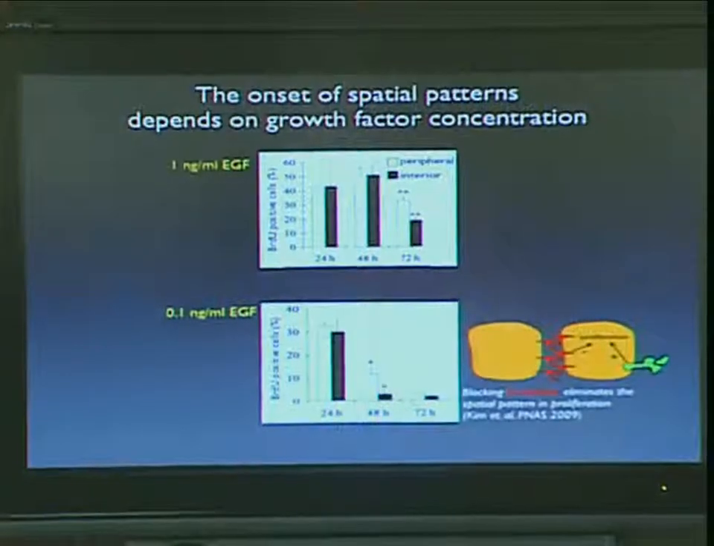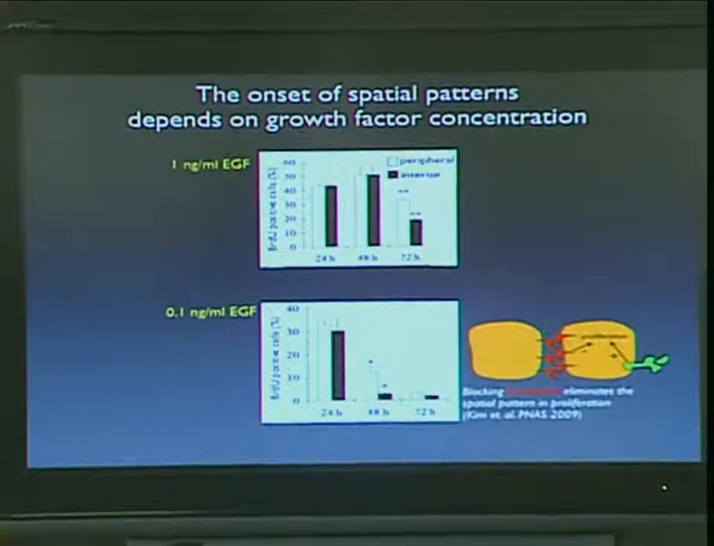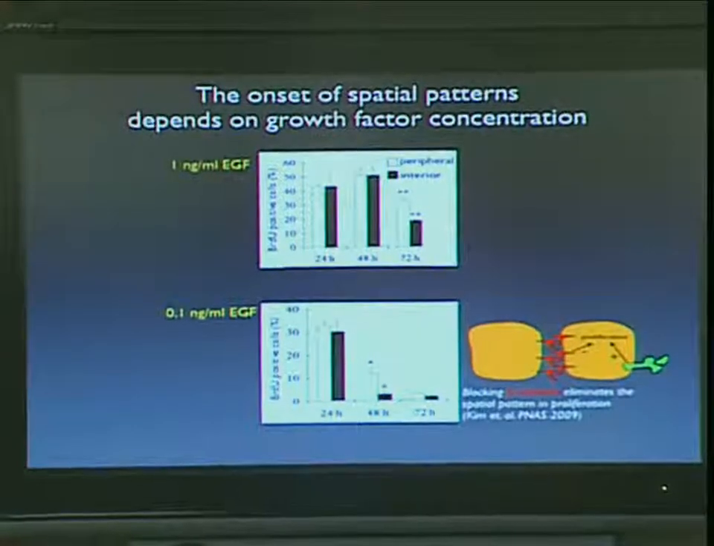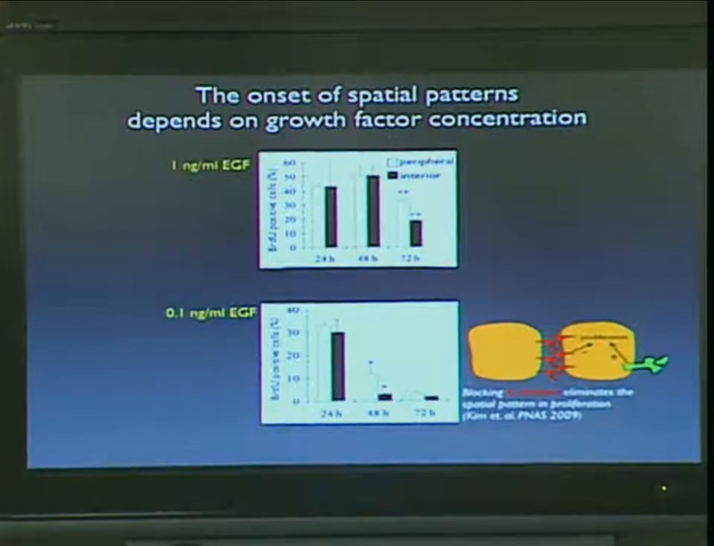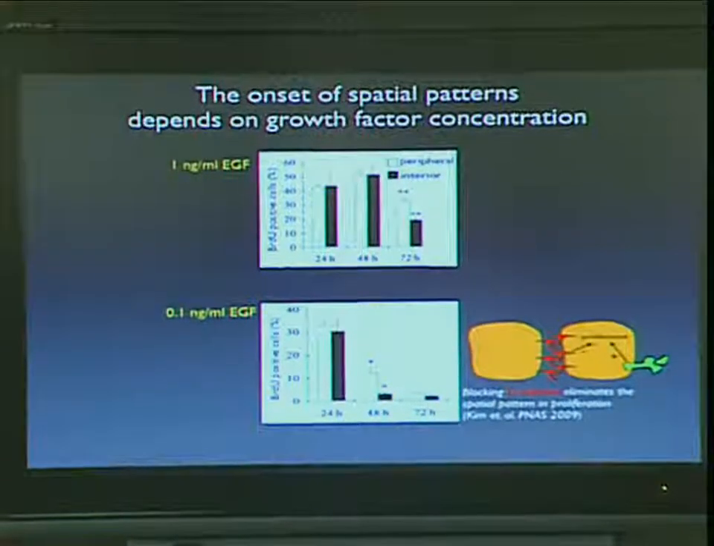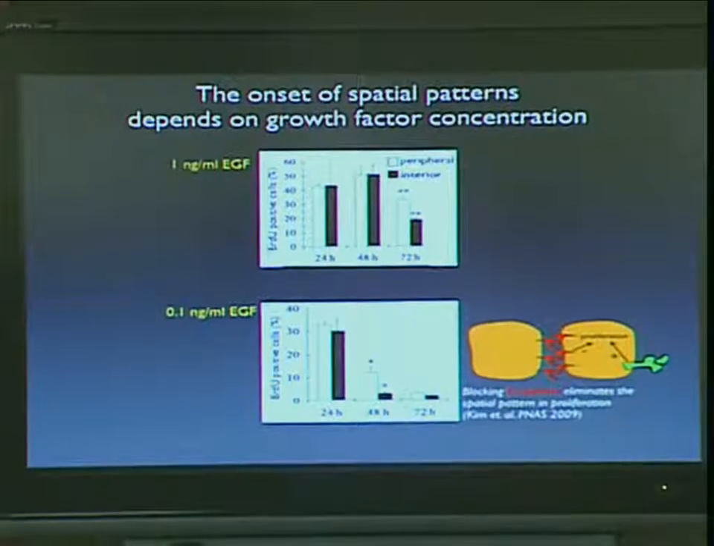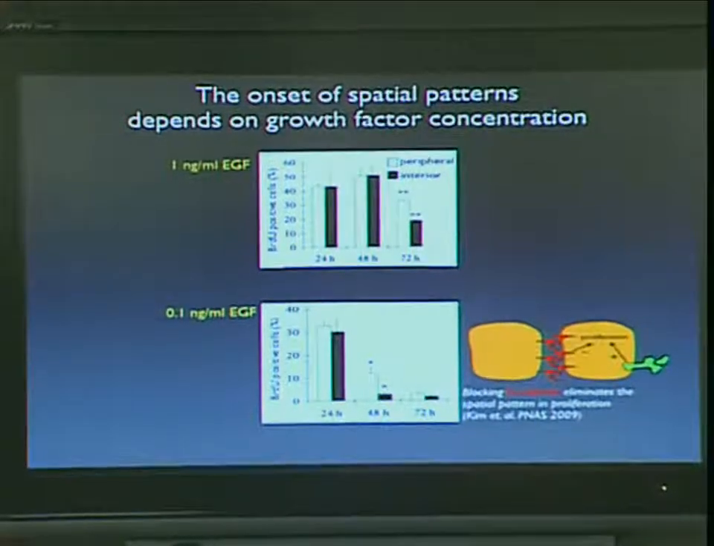Now, if you change the experiment so that you start with a lower dose of EGF, the top bar graph is what I had in the previous slide. In the bottom bar graph, I'm introducing EGF at 0.1 nanogram per mil. The onset of the spatial pattern occurs earlier, at 48 hours instead of 72. So there's not only a temporal element, but it's tied into how much EGF is presented to the cells.